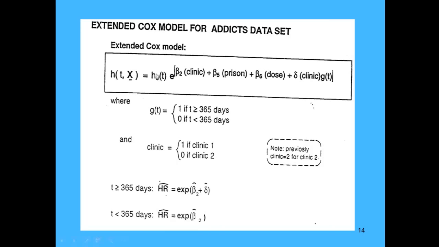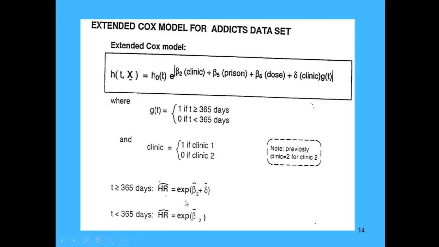So you can rewrite this by writing it as e to the beta 2 plus delta times clinic. I'm just putting terms together, factoring out terms. Clinic is in there twice, so it's beta 2 plus delta times clinic. The clinic variable, which is my exposure variable, now has the coefficient beta 2 plus delta, and it is a time-independent variable, so once I specify its value, I can get a hazard ratio. What's the hazard ratio? It's e to the beta 2 plus delta.